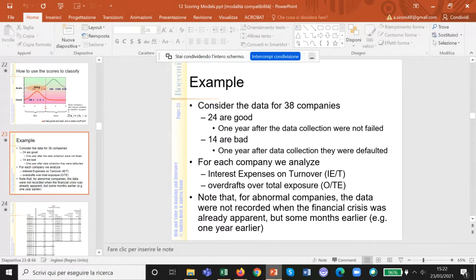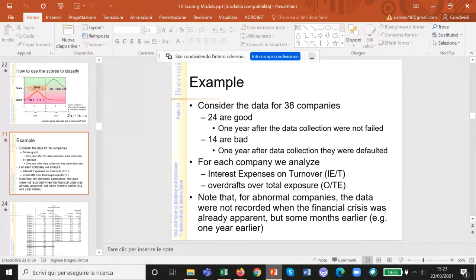Of course, this is very far from realistic, meaning that, as I mentioned, banks typically have samples which are much wider, with quite a large number of defaults as well, okay? But let's say for simplicity that out of these 38 companies, 24 are good, i.e. after 1 year they're still alive, and 14 of them are bad, i.e. after 1 year they actually defaulted, okay?